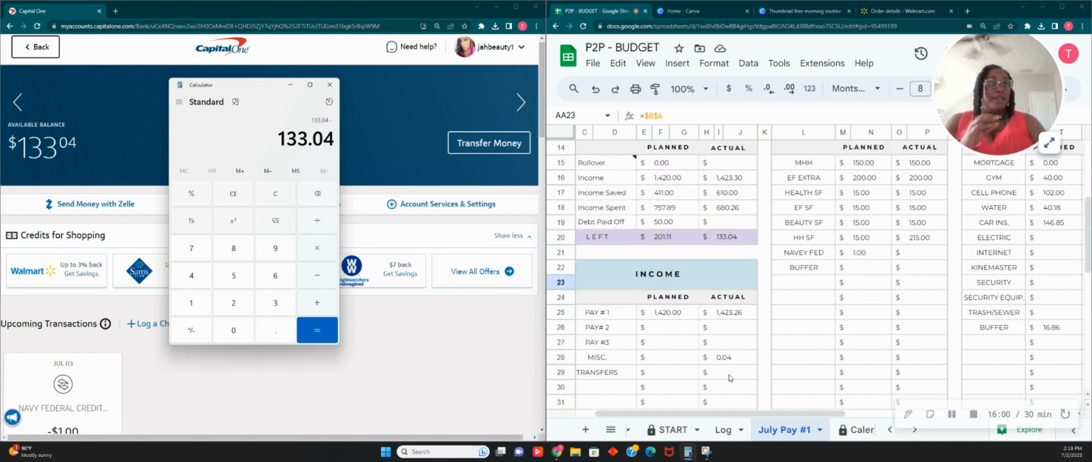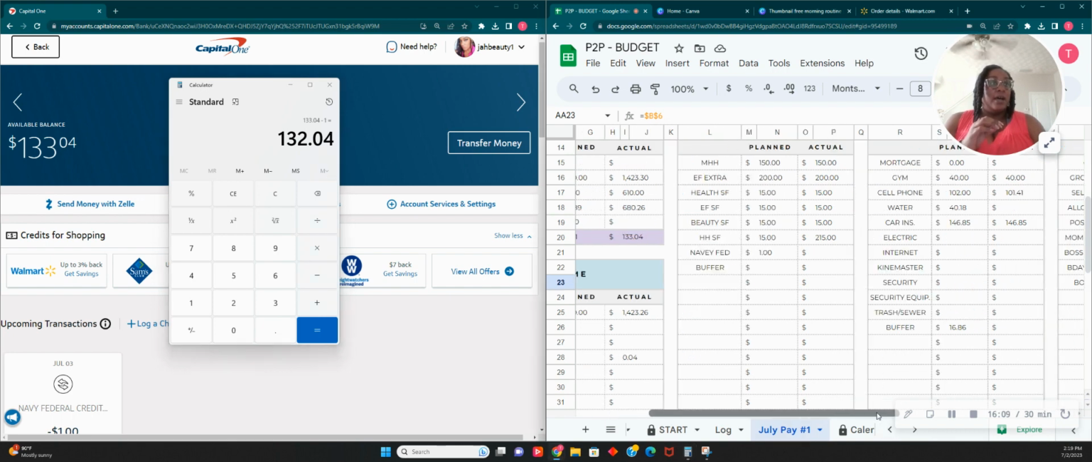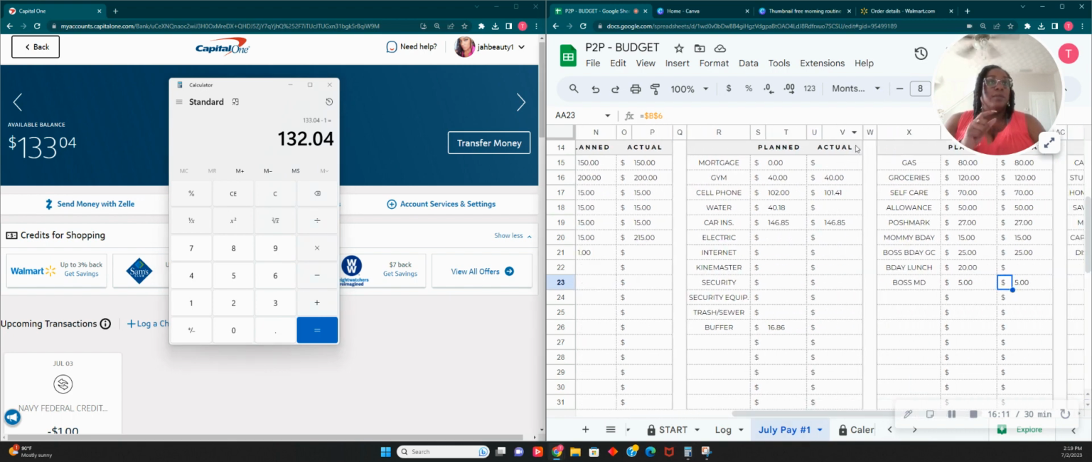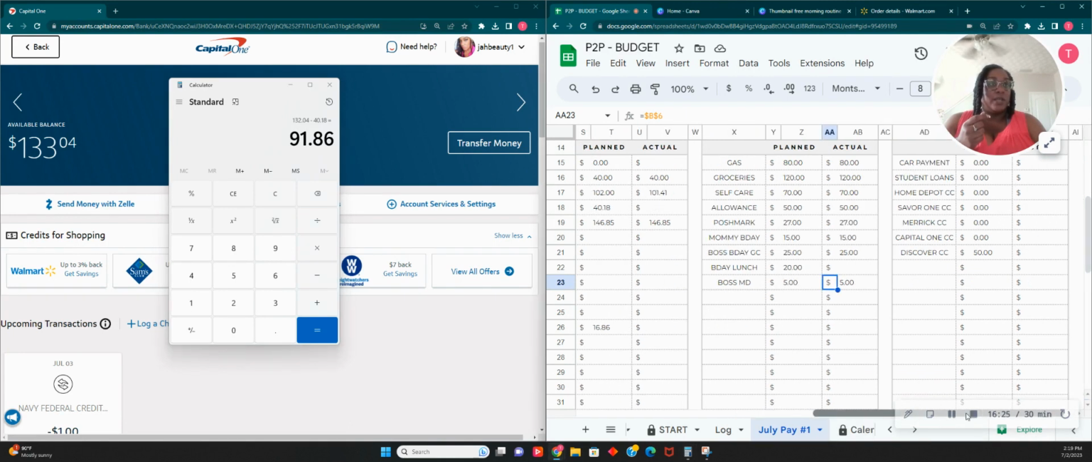So both of these have an actual. Over here, a dollar for Navy Federal does not have an actual, so I'm just going to subtract a dollar from that amount. Mortgage didn't have anything, so it's going to be zero. Water had an actual, so I'm going to subtract $40.18 from this, and nothing else minus this buffer. I had already done this one, so just ignore that.